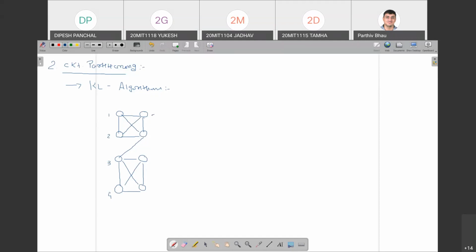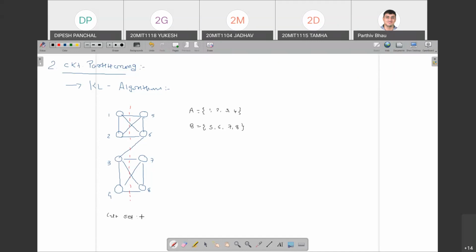Regarding updating these values, consider node number 6. Node number 6 is connected with node 5 and node 3. If I want to write the equation for D6 dash, what will it be? D6 dash is equal to D6 plus the after-swapping connection minus the before-swapping connection. That was the equation. I am a little confused about the D6 dash equation because both nodes, 3 and 5, are connected.